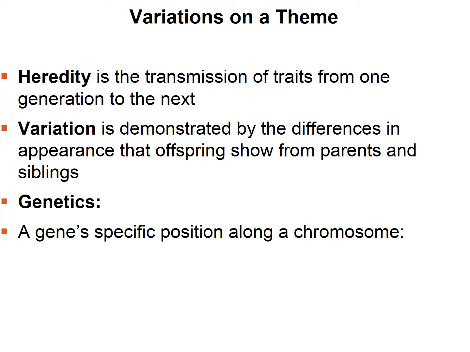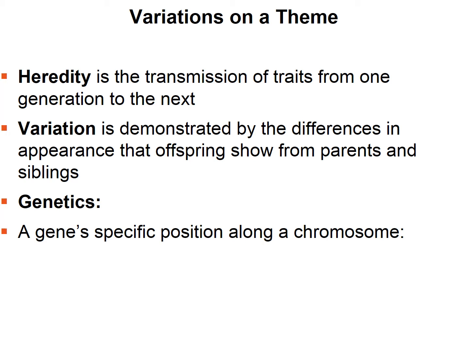So you've probably all heard of the term heredity. Heredity is the transmission of traits from one generation to the next. Variation is demonstrated by the differences in appearance that offspring show from parents and siblings. Not everyone has the same eye color, for example. Genetics is the scientific study of heredity and variation. We have a whole course here on genetics. If you're a biology major, you'll be taking this probably in your junior year.